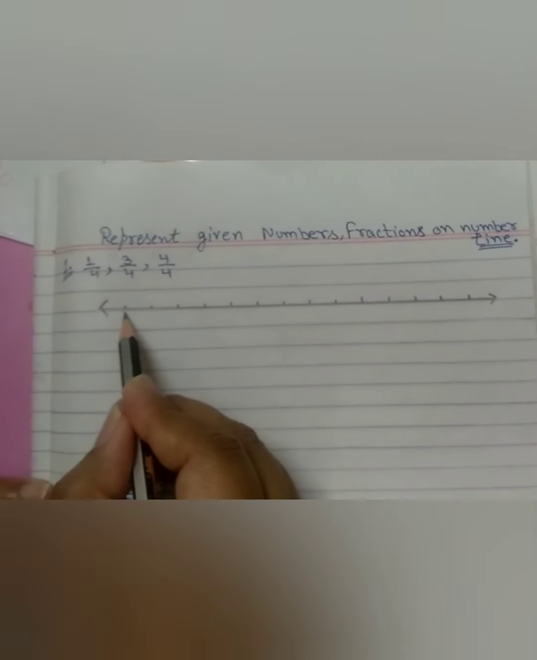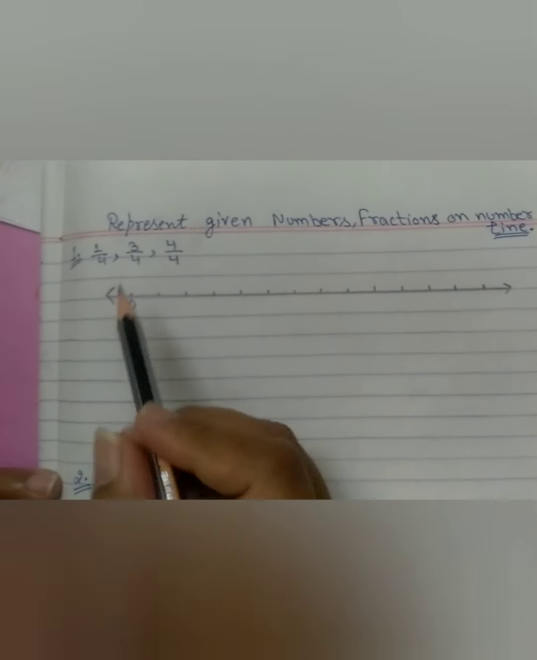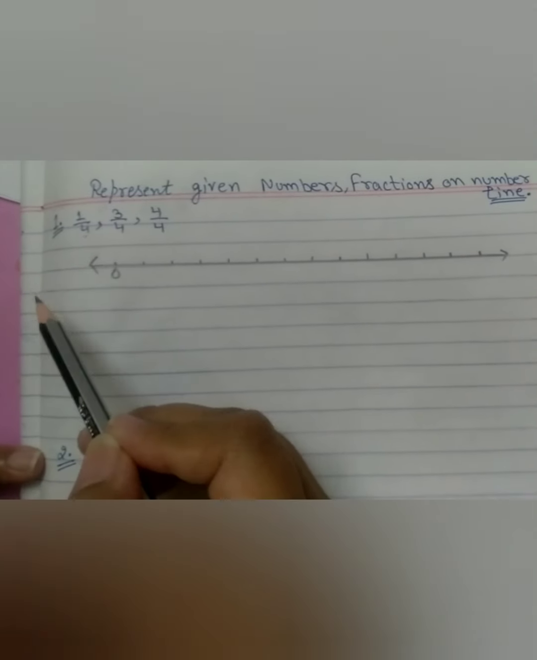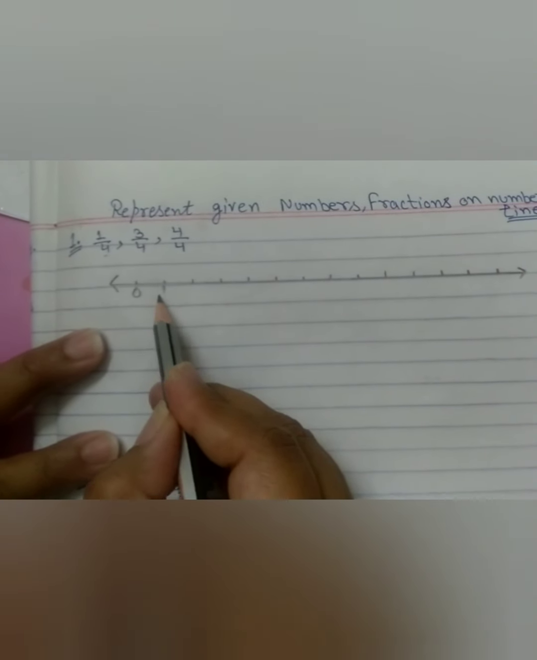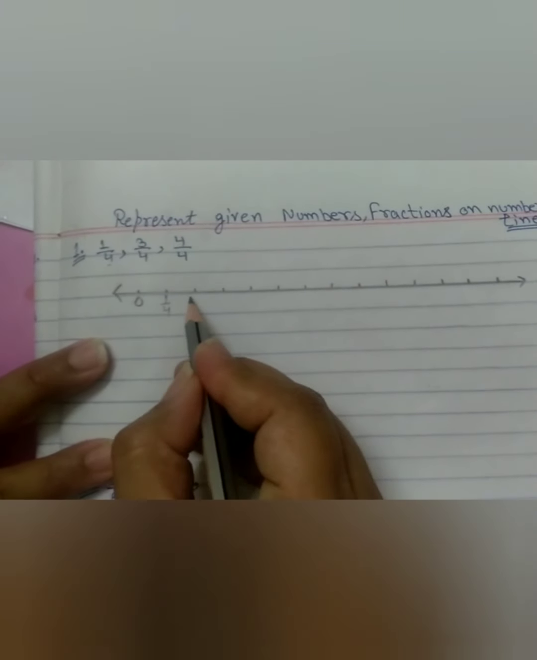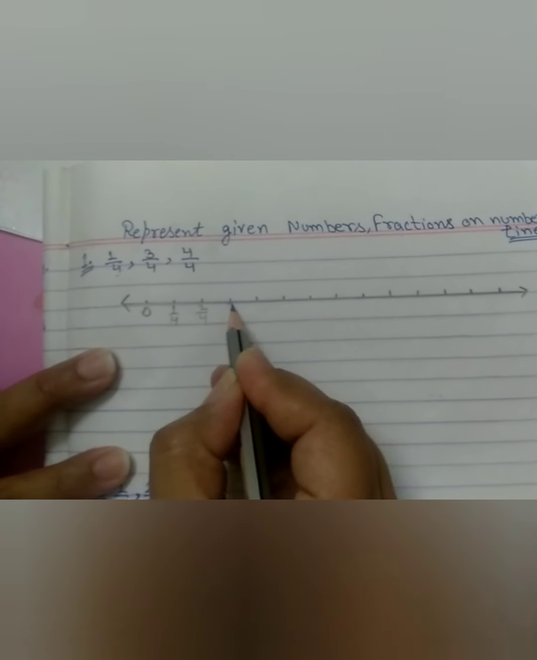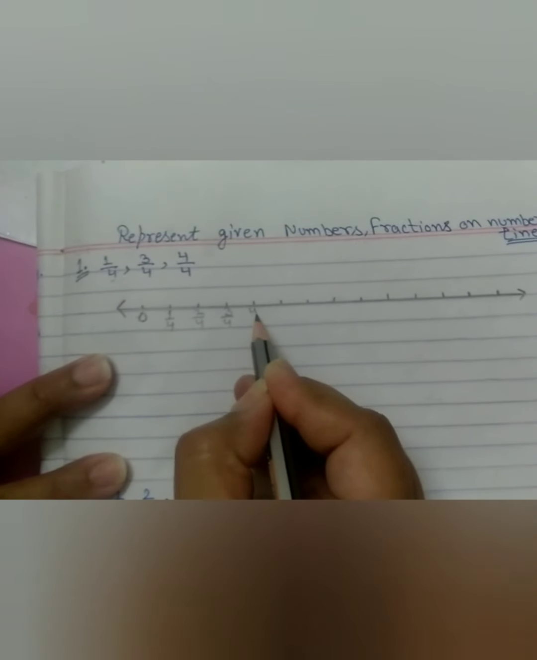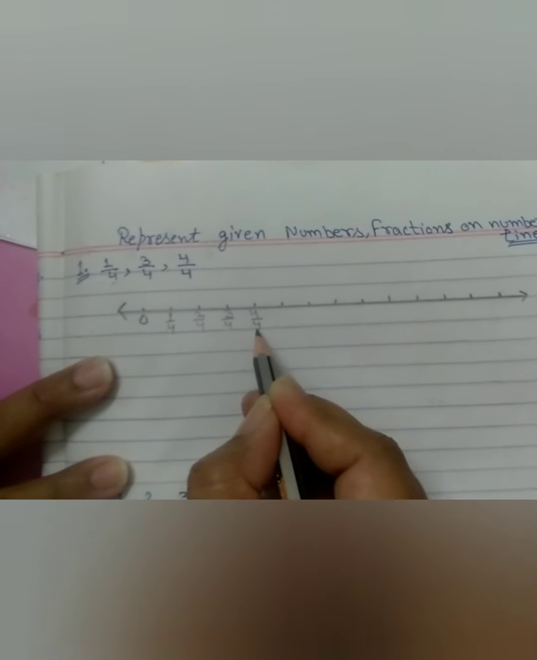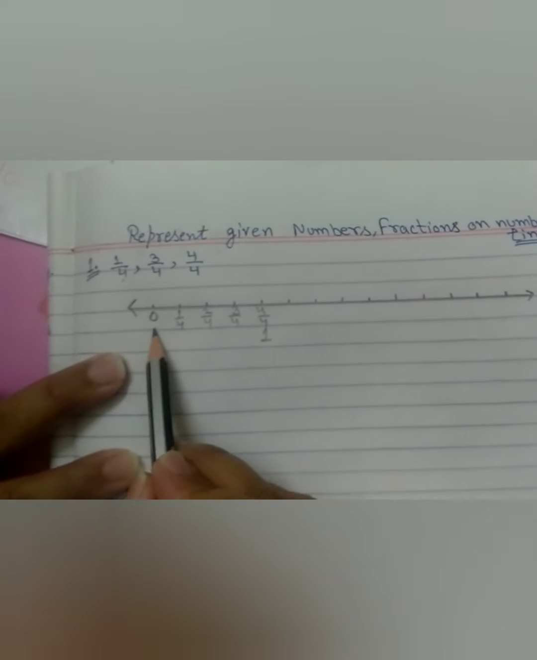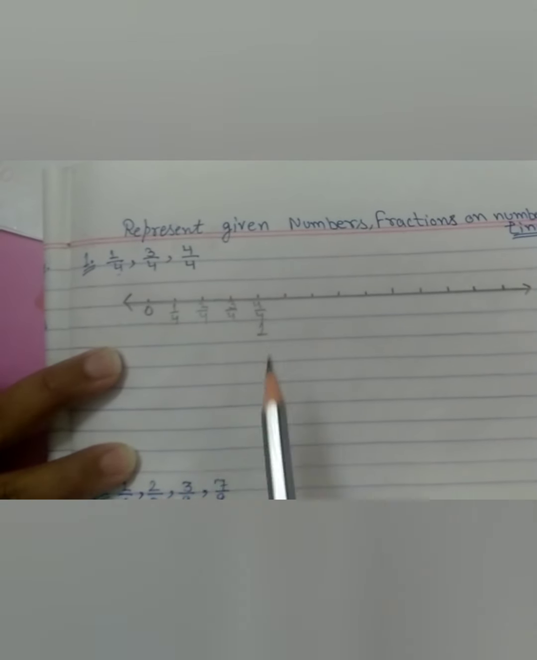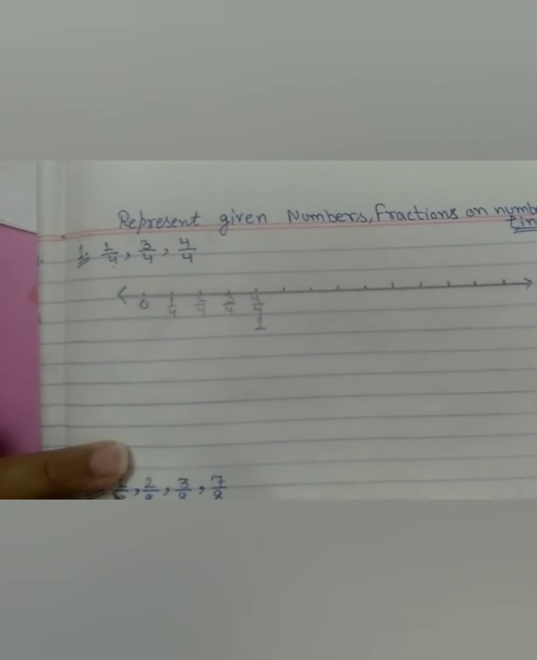So what will we do? We will start from 0. Then just see, the denominator is 4. So we will start the next point with 1 by 4. Then the next point 2 by 4, 3 by 4, 4 by 4. And as you know, 4 by 4 is 1. So you just see now 0 to 1 is automatically divided into 4 equal parts.